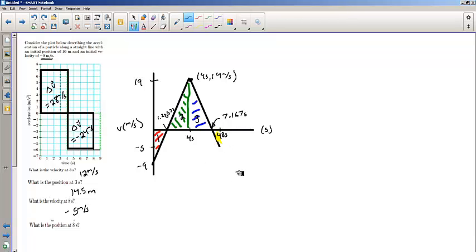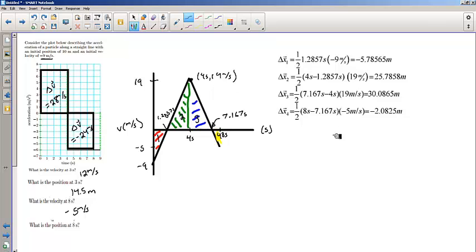I'm going to pause the video here for a moment. And here's my work showing the calculation for the displacement of each of these 1, 2, 3, 4 triangles. If we were to add all these displacements up, we would get a total displacement of positive 48 meters. Again, that's not our final answer, because we need to take the fact that we began at an initial position of 10 meters and then add that displacement. So 10 plus 48 gives a current position of 58 meters.